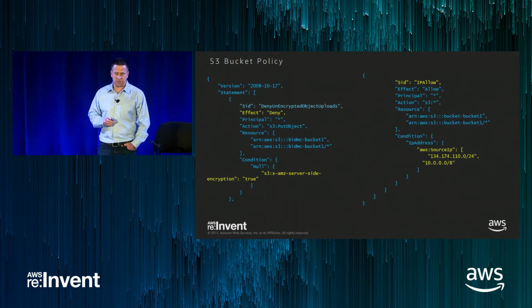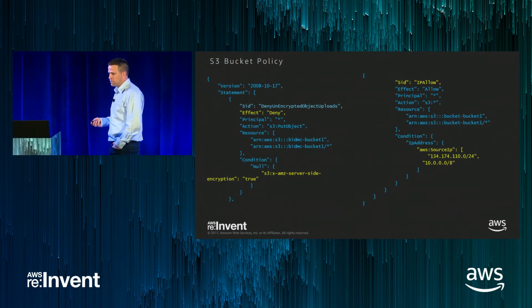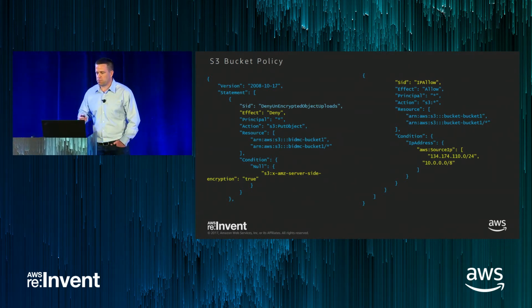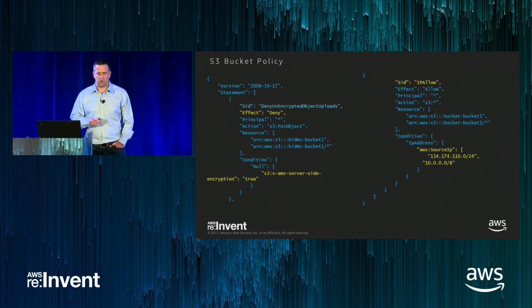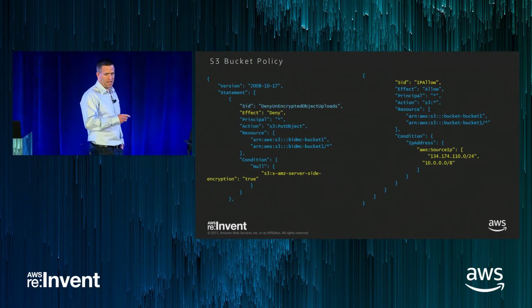And then on the right, you'll see the configuration to filter by source IP. This basically comes into play if an S3 bucket becomes public. We restrict it by default to our corporate public IP space.